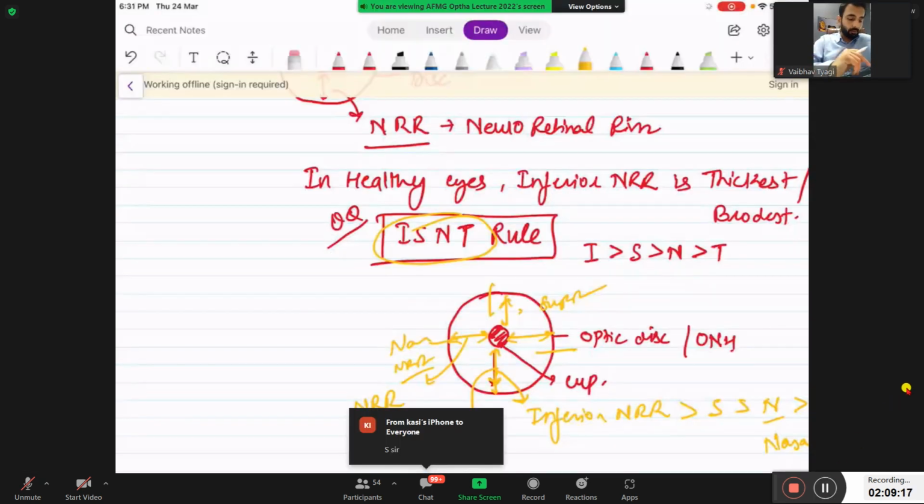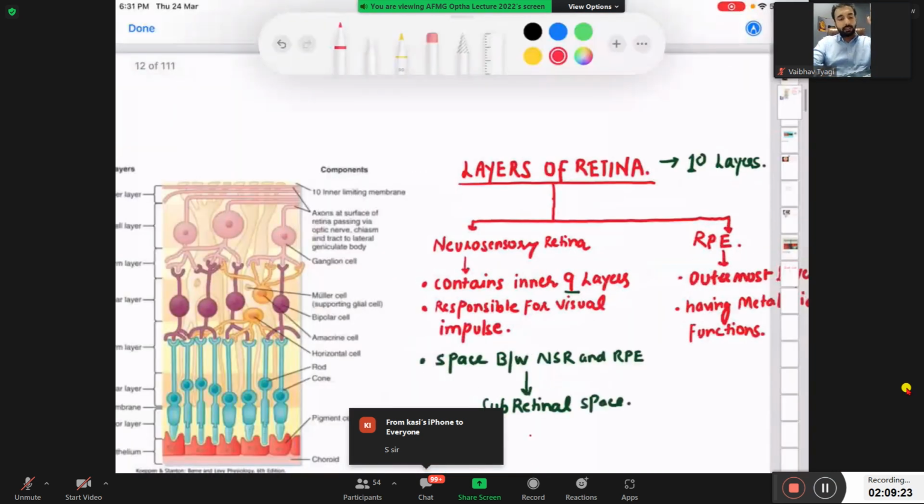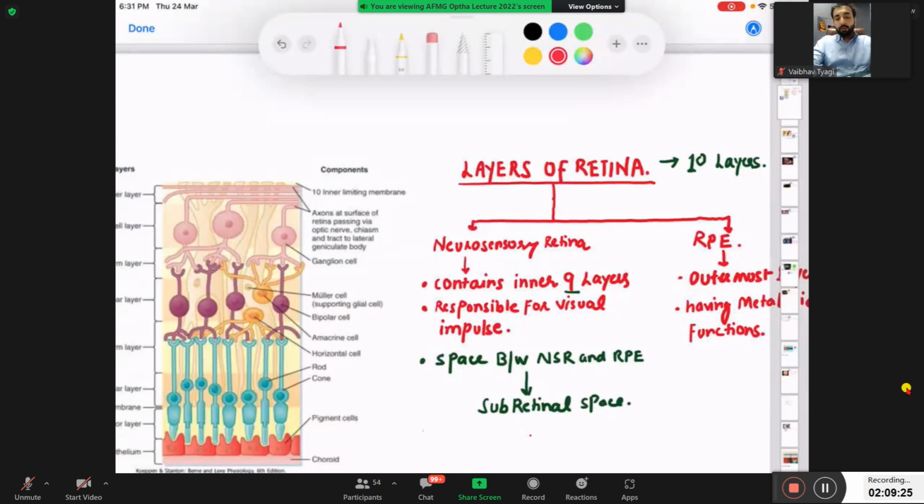Right? So I told you there are 10 layers of the retina over there. No, 9 layers, 10 layers of retina are there, right? So no need to remember all the names of the layers of the retina. Just remember the outermost and the innermost of the retina.